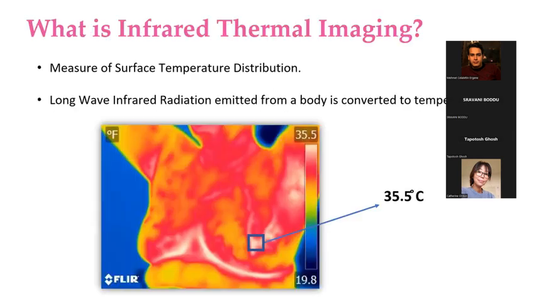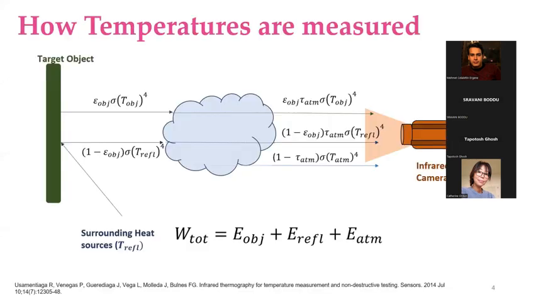What is thermal imaging? It is nothing but a measure of surface temperature distribution. Every body emits long-wave infrared radiation. What thermal cameras do is convert this long-wave infrared radiation into temperature values. What we are seeing is a thermal image of a breast region, and each pixel here represents a temperature value. Since the temperature values are the crux for the interpretation, let's understand how these temperature values are really obtained.